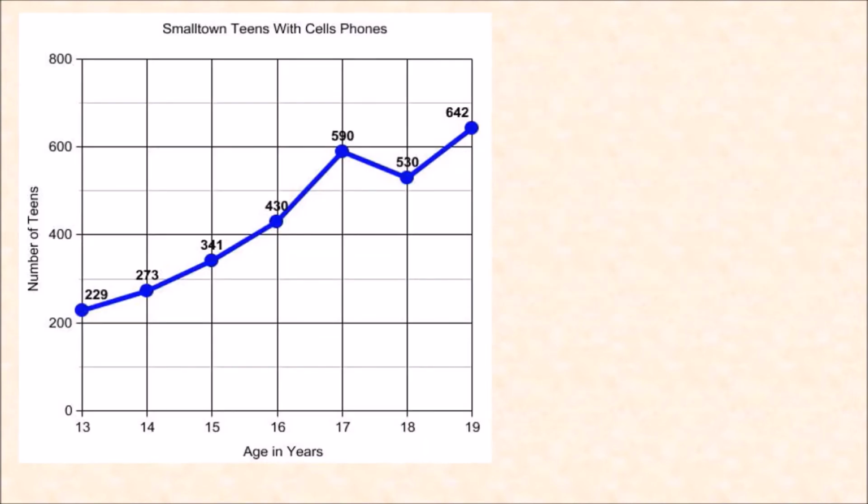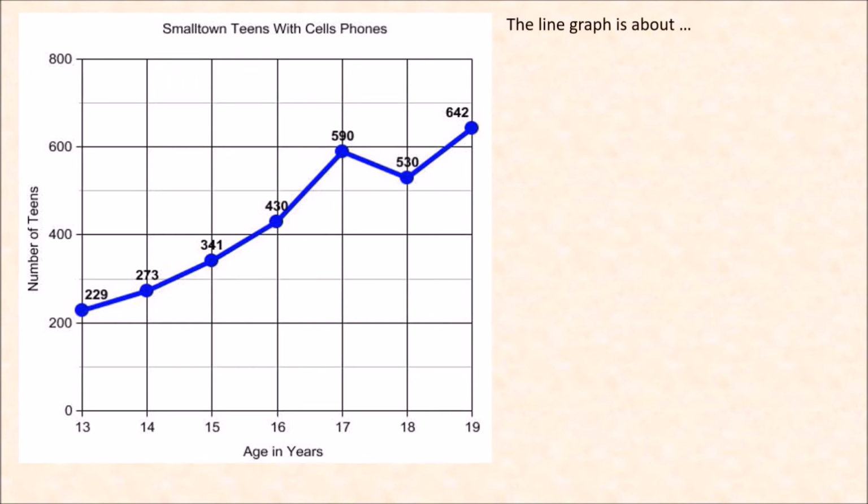Let's try another example. It's about small town teens with cell phones. Now, the x-axis is the age in years, and the y-axis tells us the number of teens with cell phones.